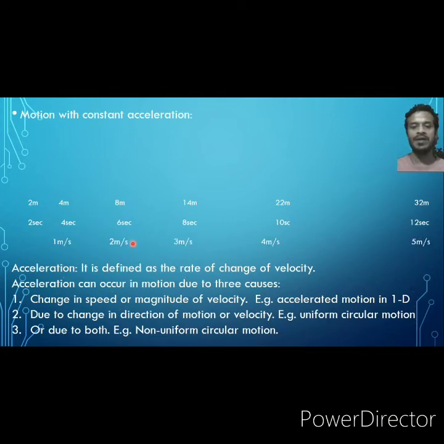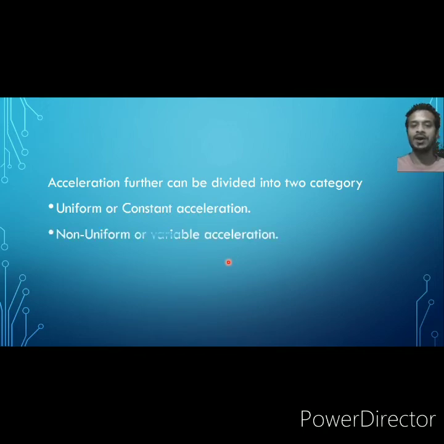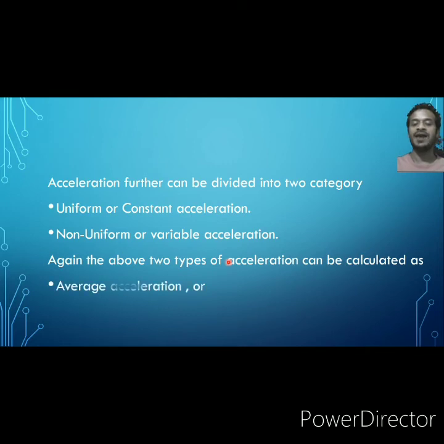So here you can see the velocity is continuously increasing. All right, that means here the acceleration is constant, and if you calculate the acceleration, it turns out to be 0.25 meter per second square. So acceleration further can be divided into two categories, uniform and non-uniform acceleration, and it can be calculated in two ways. Either average, that is calculated over a time interval, or instantaneous, that is calculated at a particular instant.